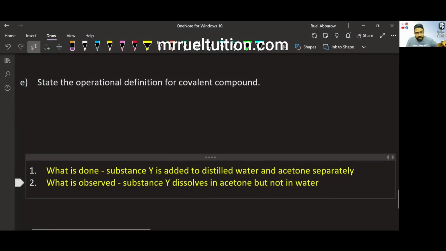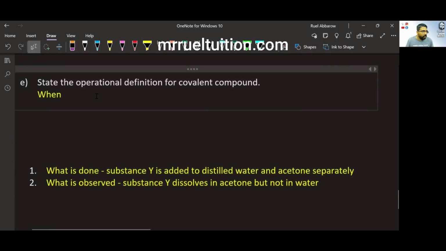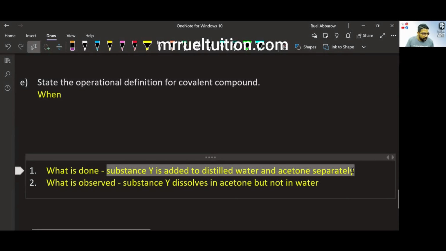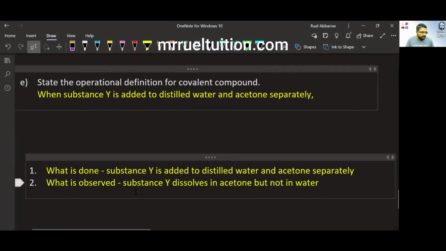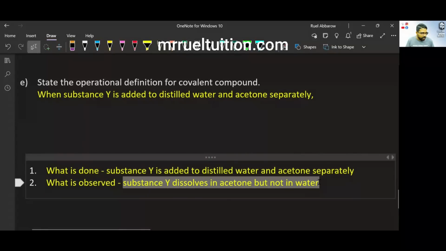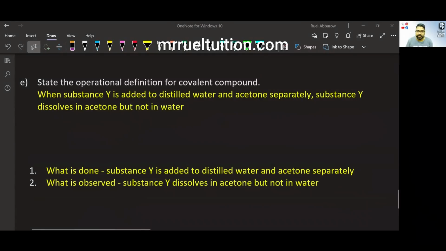So how do you tie them together in the answer? This is very simple. You start with "when." When we did what we did, comma, we observe what we observed. So when we did what? When substance Y is added into distilled water and acetone separately, comma, we observe what? We observe that substance Y dissolves in acetone, but not in water. Done. That's it. All right, that's it.